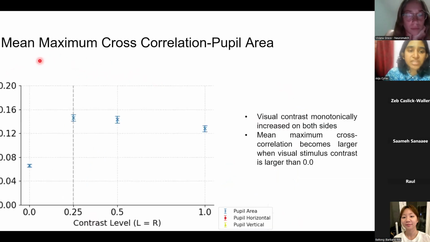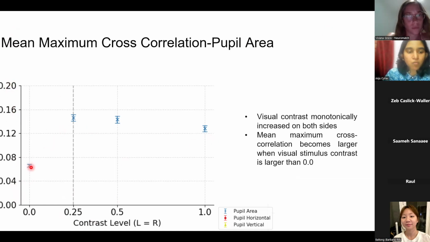So when we plotted the mean maximum cross correlation and pupil area, we plotted it across a constant contrast level on left and right side. That means we selectively picked visual contrast level situations which monotonically increased on both sides. That is 0, 0 on both sides, or 25%, 25% on both sides, or 50%, 50% contrast on both sides, or 100%, 100% contrast on both sides. So equal contrast levels, we picked such conditions, and that's the x-axis.